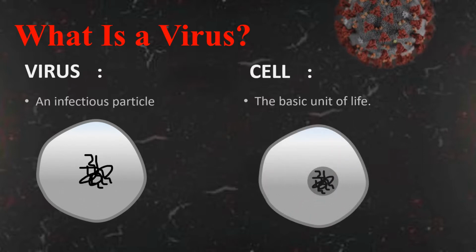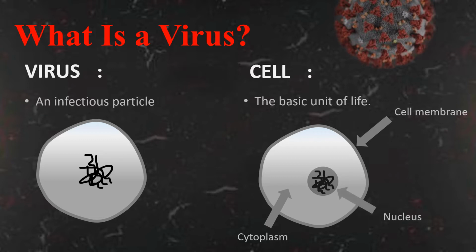A cell consists of three main parts: the cell membrane, which acts as a boundary that separates the inside of the cell from the outside environment, the cytoplasm, which carries all the cell's organelles, and last but not least, the nucleus, which encloses the cell's genetic material.